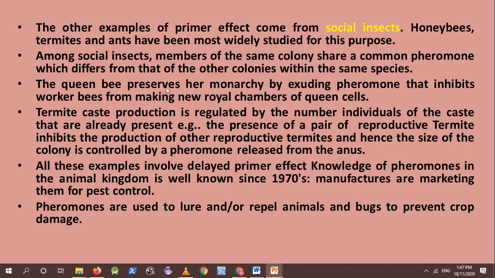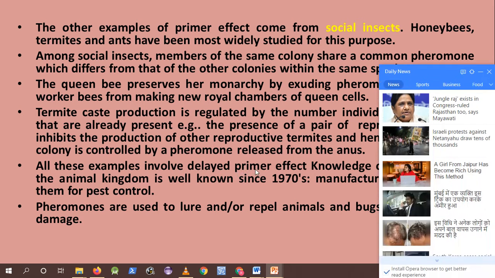If we talk about bees, the queen bee preserves her monarchy by producing a pheromone that is called queen bee pheromone, and that pheromone inhibits worker bees from making new royal chambers. From this pheromone the worker bees know that the queen is alive and we do not need to construct new royal chambers. Then in termites also it has been seen that caste production is regulated by the number of individuals of the caste that are already present. All these examples involve delayed primer effect.